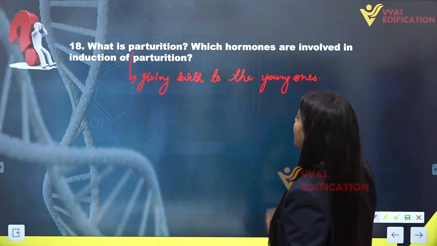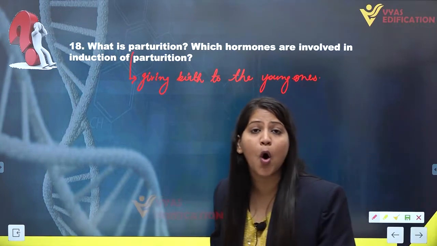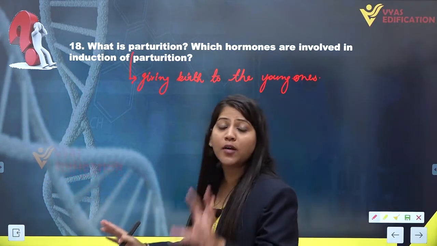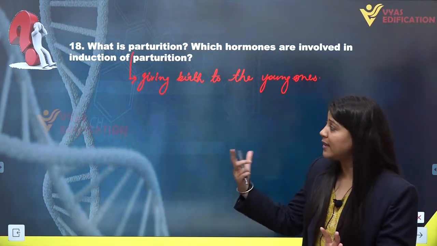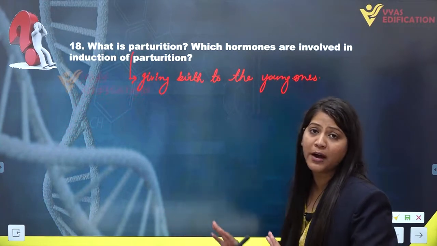And if we talk about the hormones involved in the induction of parturition, there are two hormones involved in the parturition process, that is oxytocin and relaxin. So let's understand what these two hormones are actually doing in the process of parturition.